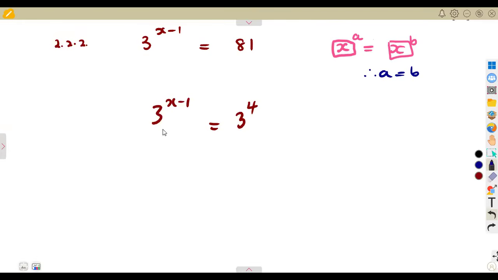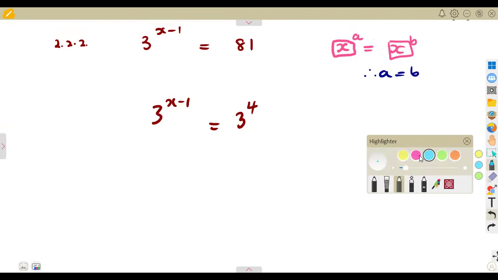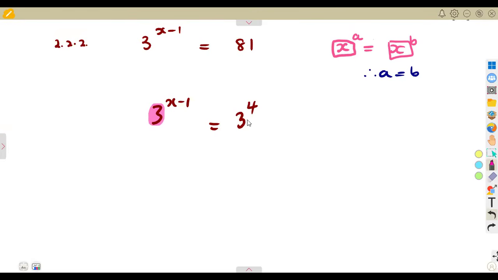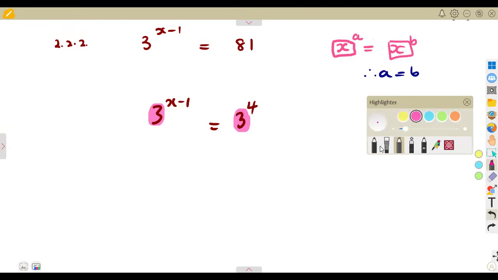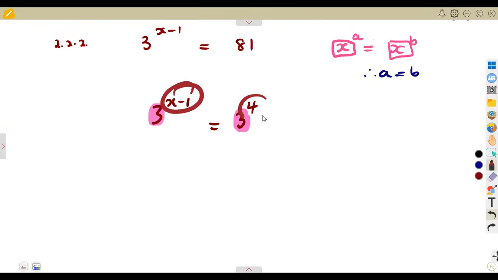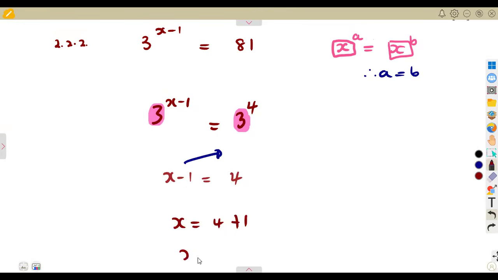Because you can see, therefore, the exponents are the same because of this 3 and 3 concept. The bases that we see here are the same. So automatically, the exponents will be equal. Meaning to say, x minus 1 will be equal to 4. So transpose the negative 1 to the other side. That's a positive. So x will be equal to 4 plus 1, which is 5. Just like that.